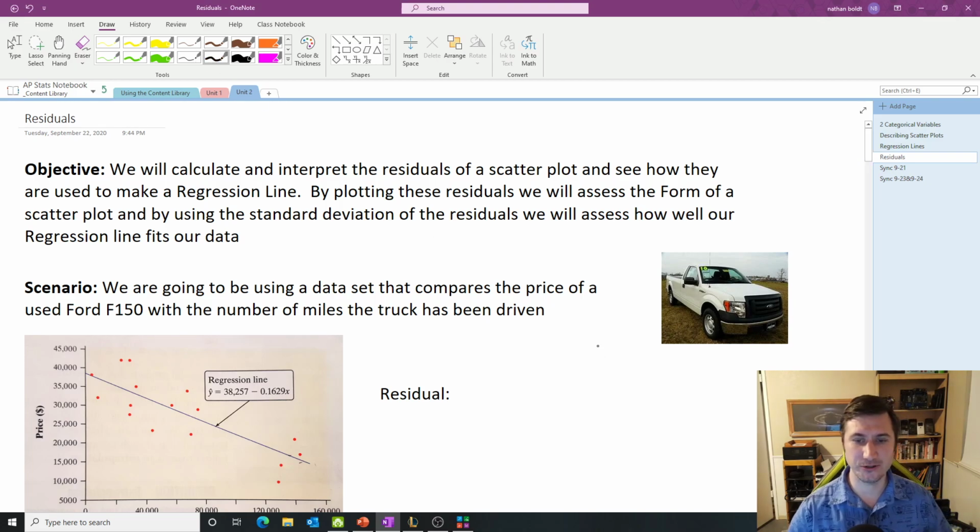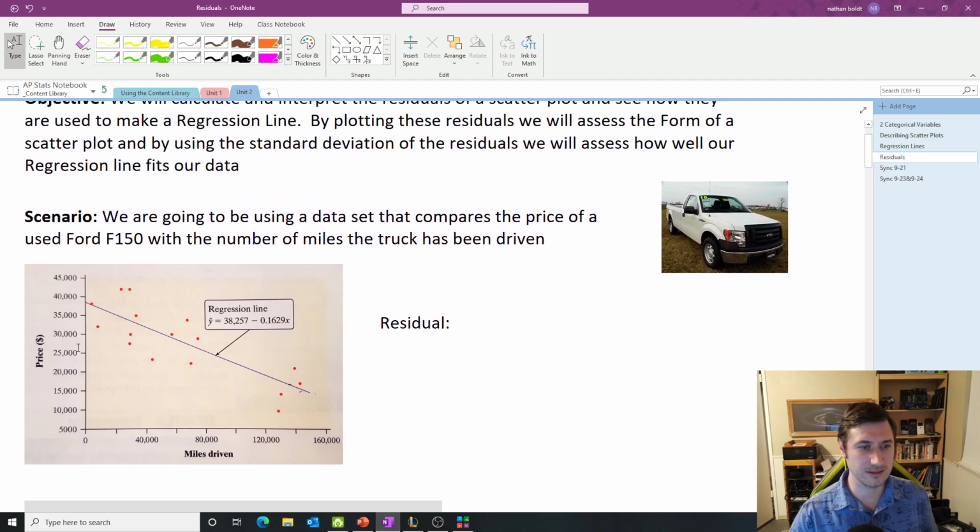So here's our scenario for this video. We are going to be using a data set that compares the price of a used Ford F-150 with the number of miles the truck has been driven. So here is a graph of that scatter plot for that data. We have a regression line that goes through those data points. What is the residual here?